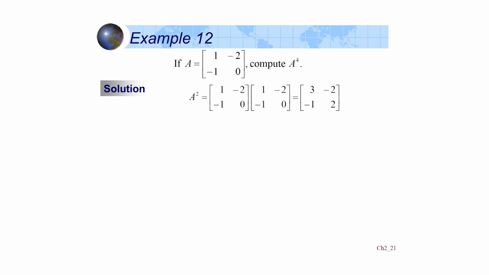Easy. Two squarings. First squaring: the initial matrix A is 2, minus 2, minus 1, 0. Its square is 3, minus 2, minus 1, 2. Square it again, and you get A to the 4.